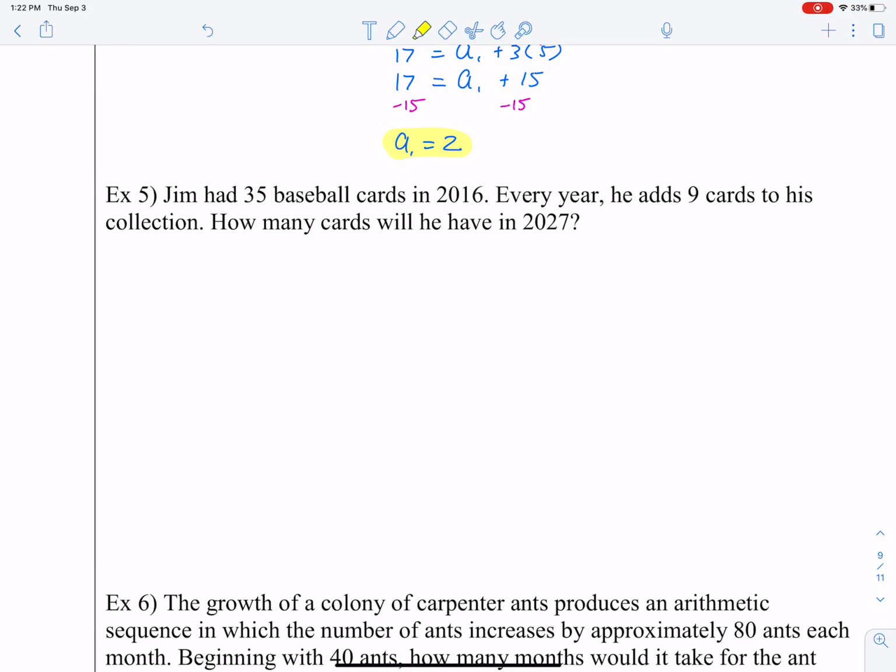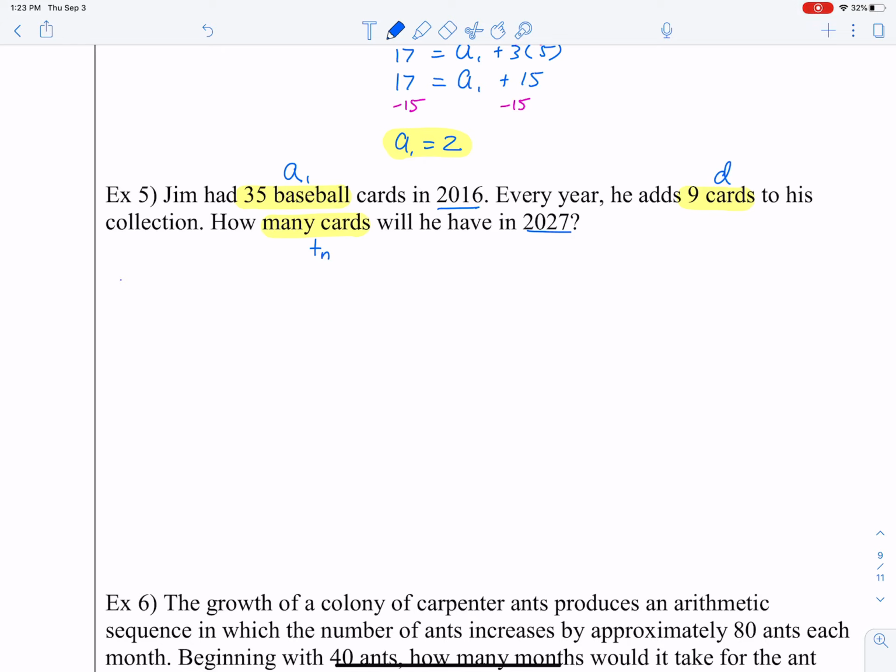So he's starting off with 35 baseball cards. So that's going to be our A value. Every year he's adding 9 cards. So that's our D. And they want to know how many cards. So they're asking us for our TN, what we have in 2027. And they're giving us 2 dates, 2016 and 2027. So we need to figure out how many years have passed in that time, and that'll give us our N.